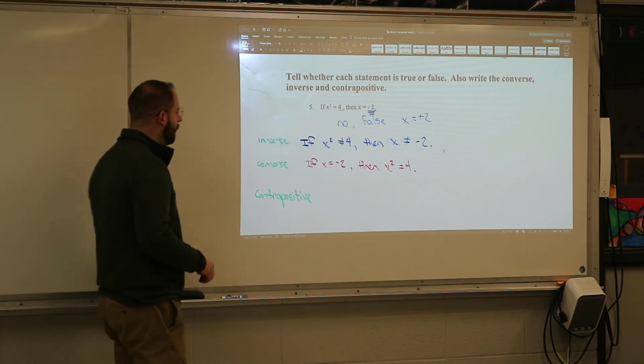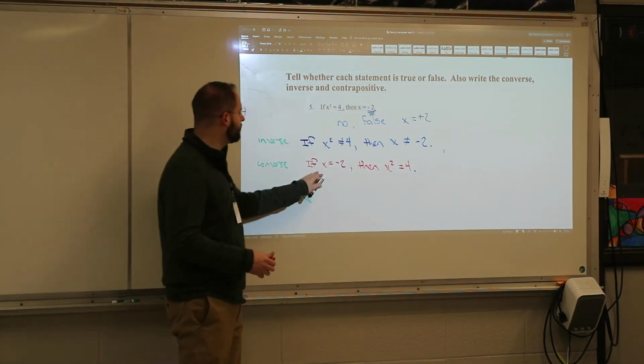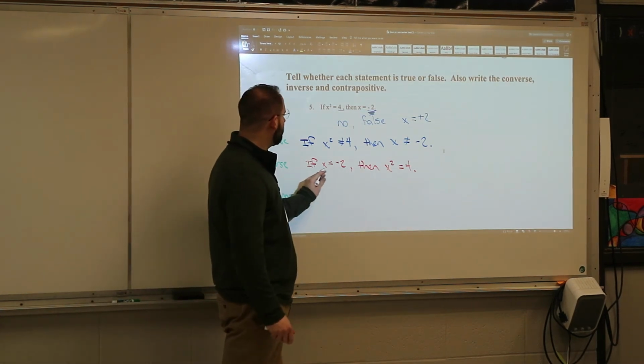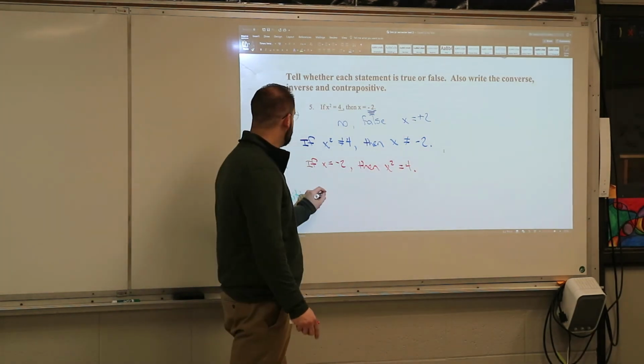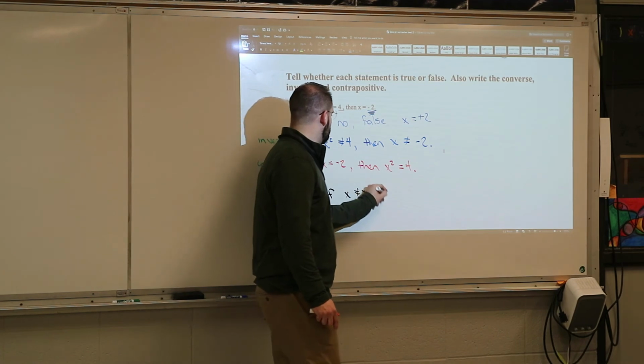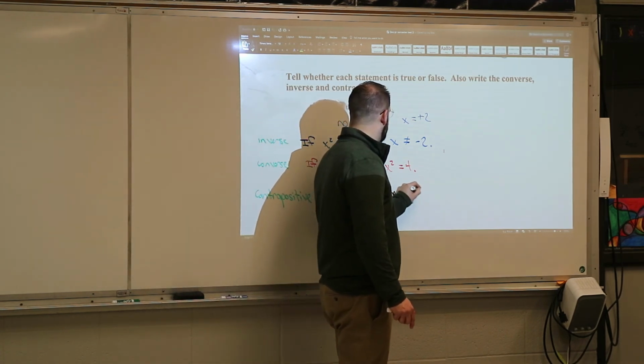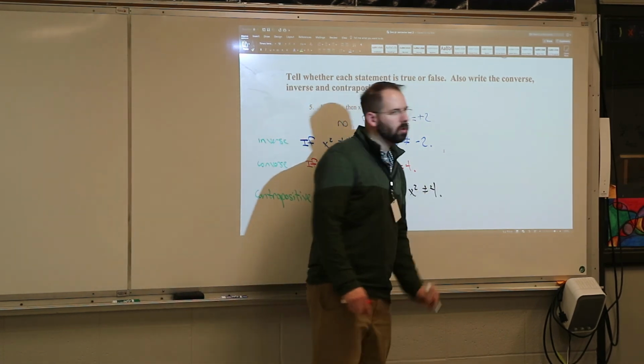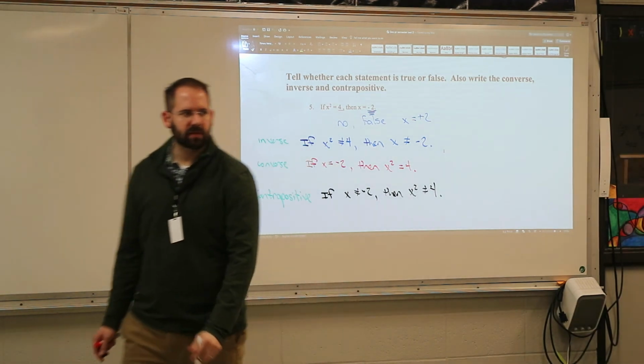Contrapositive. Guess what you do again? You throw the word not in there for this red sentence. So can somebody tell me what this is if I throw the word not in here? If x does not equal -2, then x squared does not equal 4. Boom, done. Easiest thing in the world. Right there is 7 points, nice and easy.